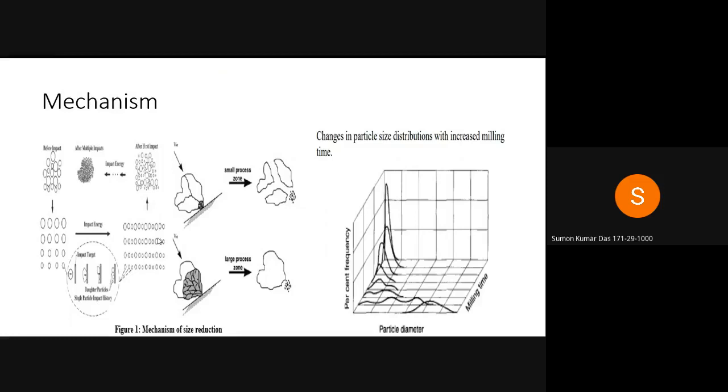From this stage, if we apply pressure, a large process zone is required to get this fine particle, and from this, if we apply pressure, a small process zone is required to get this particle. And here it shows the particle diameter, the passing time, the particle size, and the milling time. When the milling time increases, the particle size gradually decreases, so milling time and particle diameter are inversely proportional to each other.